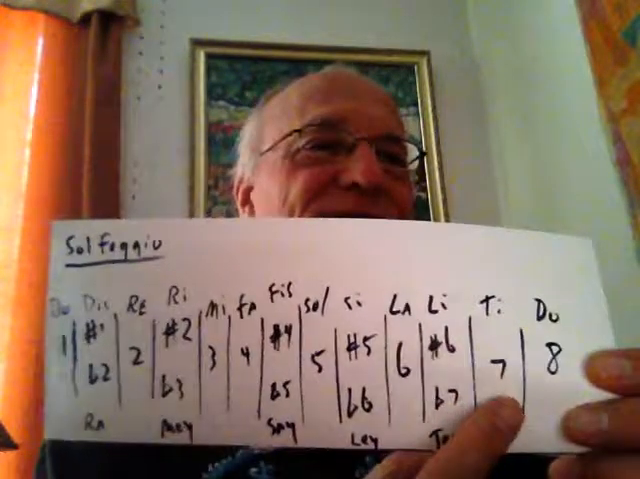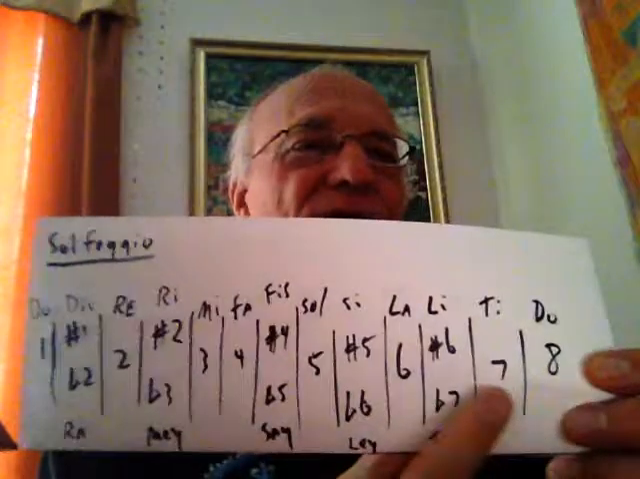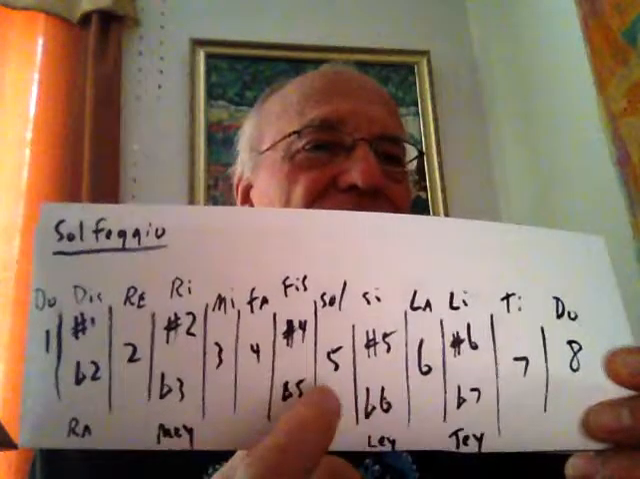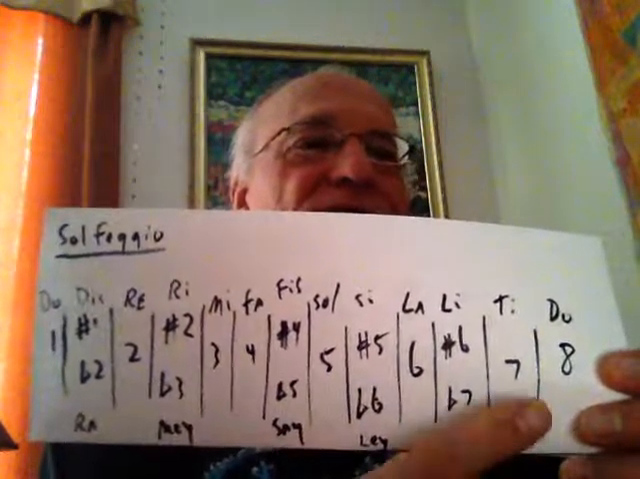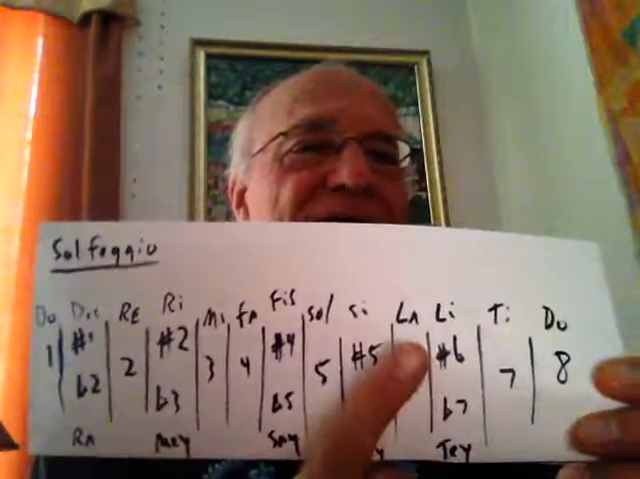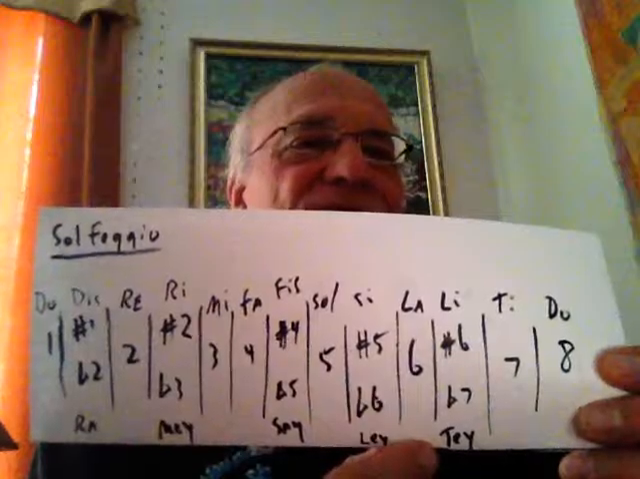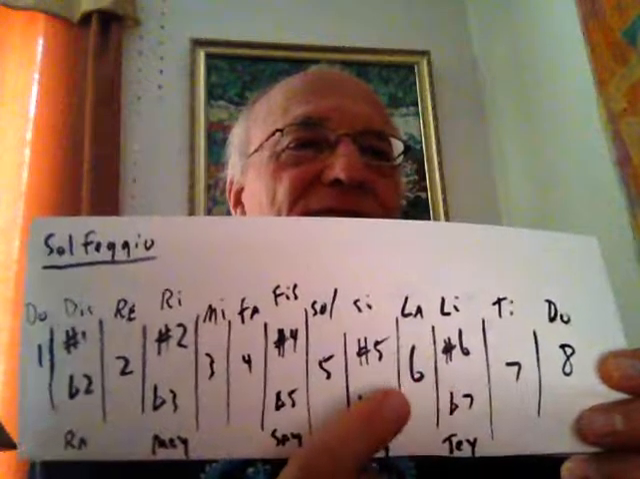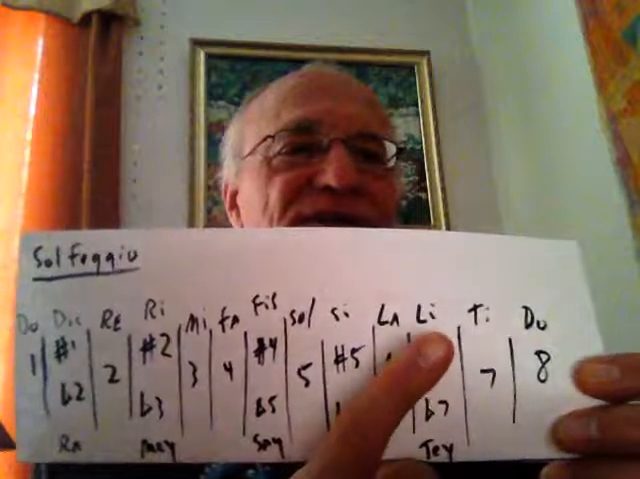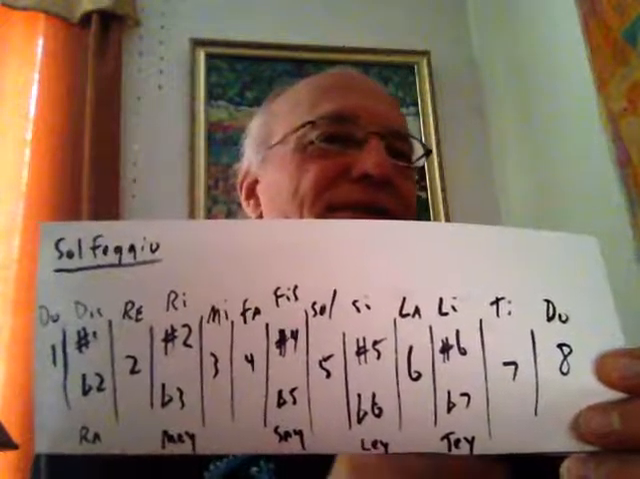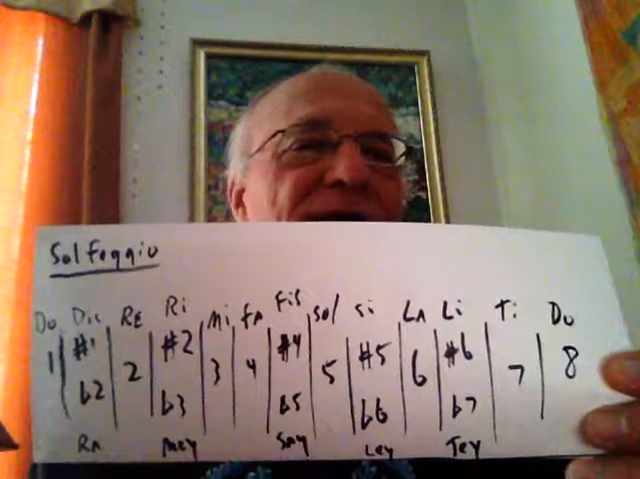But ti is do, ti, la, sol. So you'll be able to sing those. So, te is flat 7. I believe a sharp 6 is li, but I might not remember that correctly.